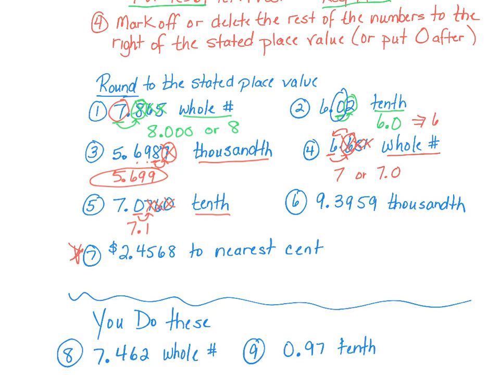Okay. Now we're going to look at number 6. Number 6 says 9.3959, round to the nearest thousandth. Okay, so here's 10th, 100th, thousandth. It's a 5. Okay, that's more. 5 or more, we're going to raise the score. So that 5, we have to look.